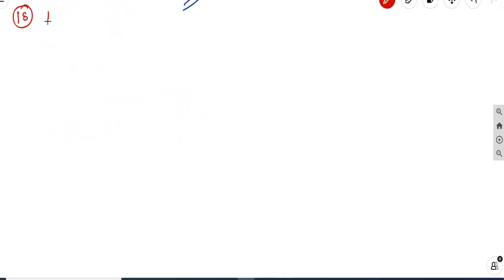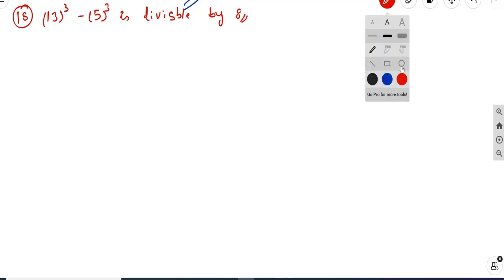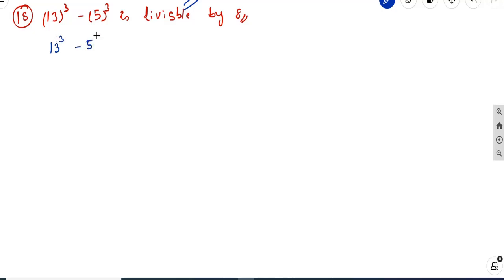We'll go for the problem number 18. Problem number 18 is 13 to the power of 3 minus 5 to the power of 3. You can say to the power of 3 or cube also. Is it divisible by 8? You have to show whether this is divisible by 8 or not. Okay, so we'll start solving here. If you see here, 13 to the power of 3 minus 5 to the power of 3, this is in the form of a cube minus b cube. So if I use the identity, I can write this as 13 minus 5.